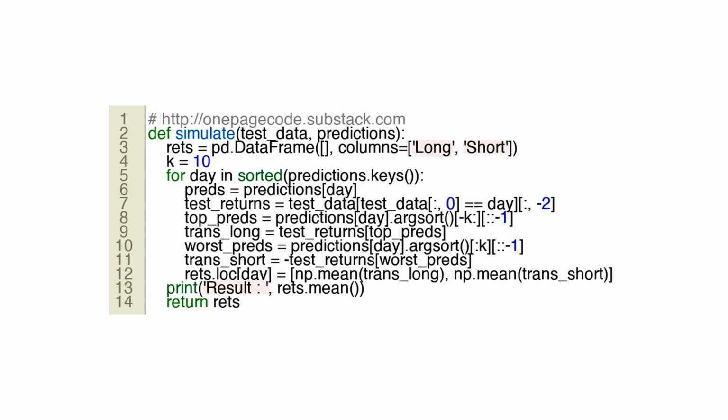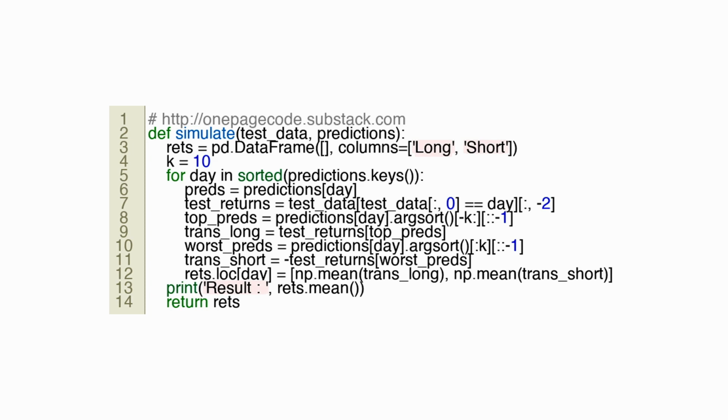To calculate the returns for long positions, the code takes the test returns at the indices specified by top preds and assigns the result to trans long. Similarly, to calculate the returns for short positions, the code takes the negative of the test returns at the indices specified by worst preds and assigns the result to trans short.